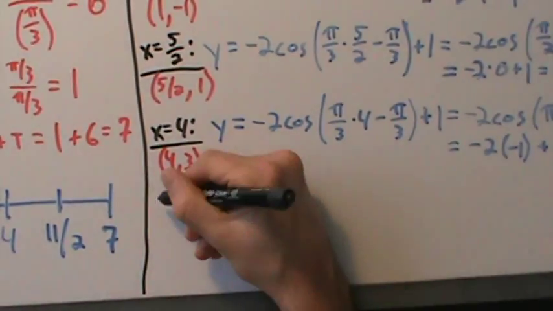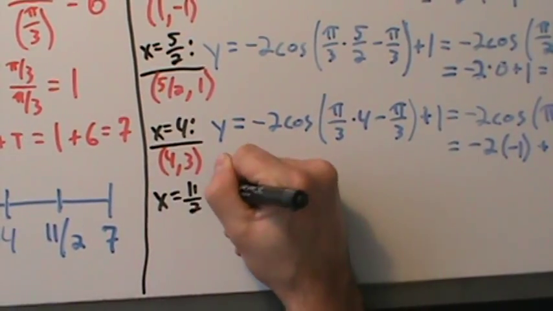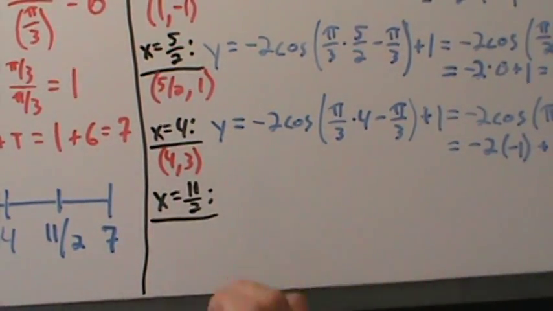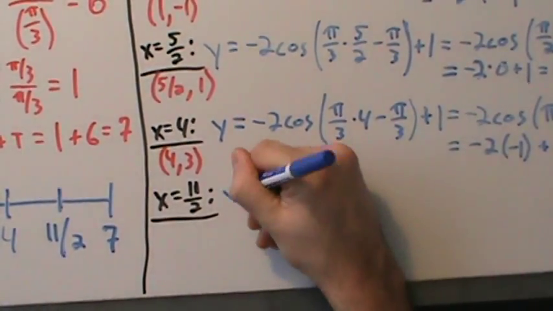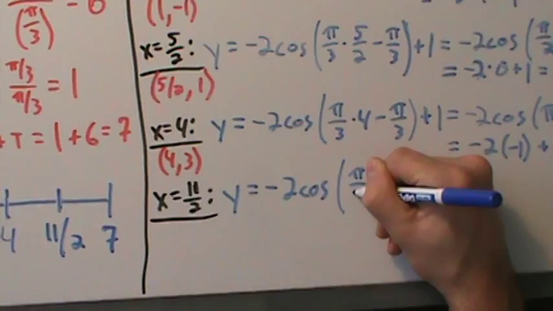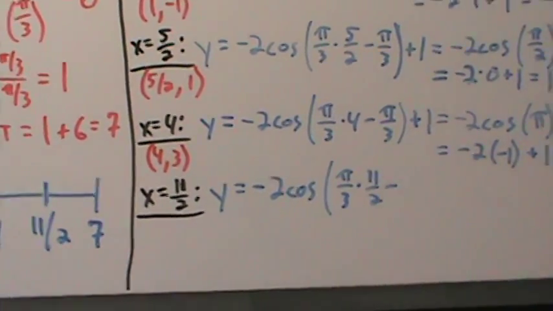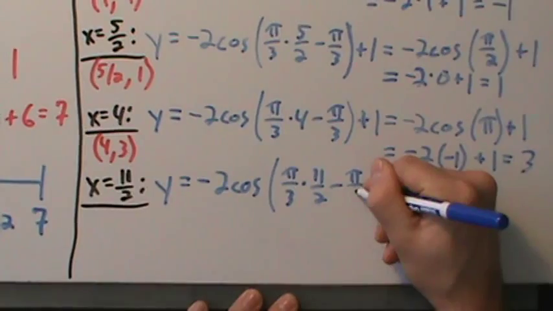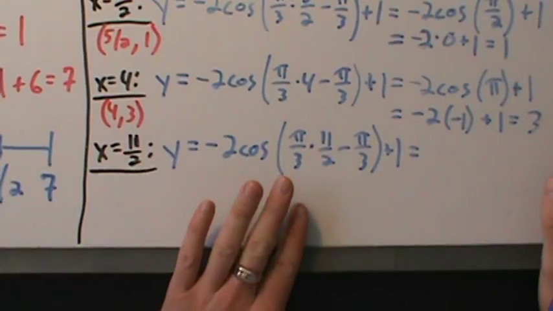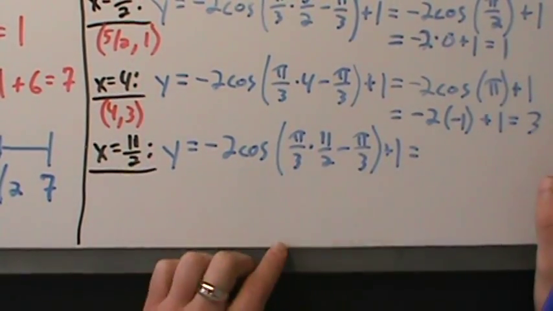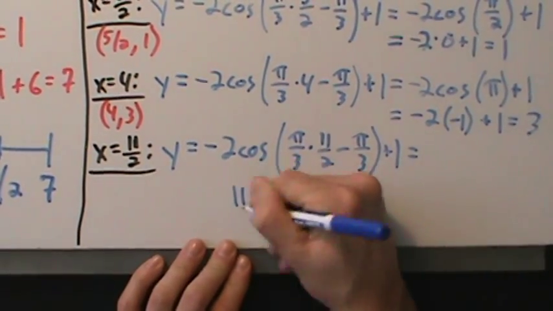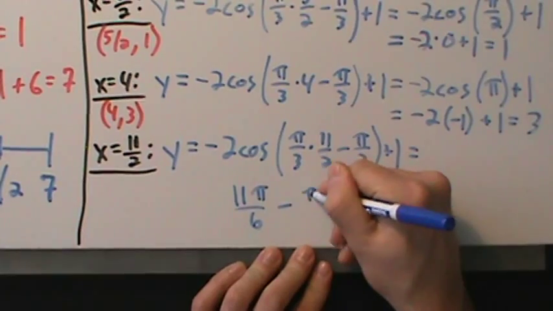When x is 11 halves, what's going on? And when x is 11 halves, we have y equals negative 2 times the cosine of pi over 3 times 11 halves minus pi over 3, and then plus 1. So we'll simplify this separately. So pi over 3 times 11 over 2 minus pi over 3. So pi over 3 times 11 over 2, that's 11 pi over 6. So 11 pi over 6 minus pi over 3.